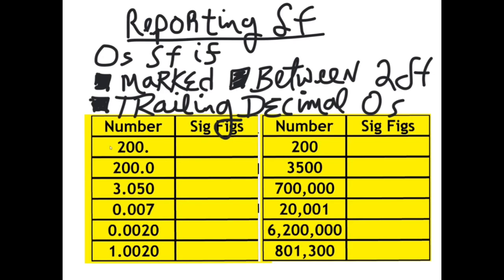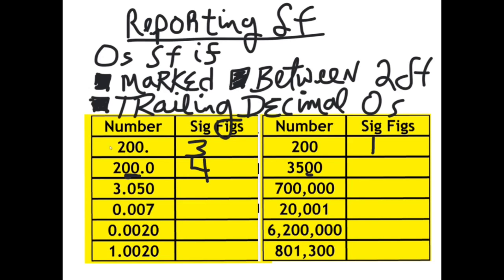Let's do some examples. 200 with the decimal place is 3 significant figures. 200 without the decimal point, that is only 1 significant figure. Those zeros trail, but they are not trailing decimal zeros. 200.0, that is 4 significant figures. The third 0 is significant because it is a trailing decimal 0. The other 2 zeros are significant because they are between 2 significant figures.